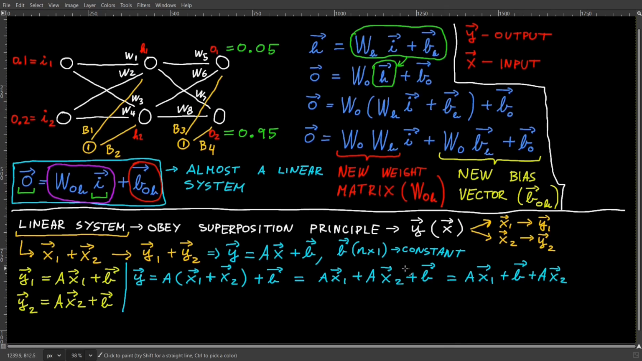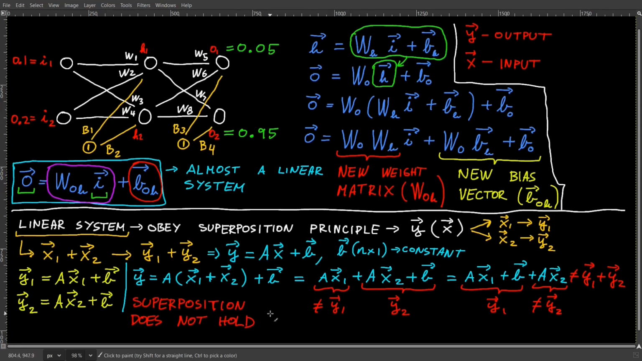In this rearrangement here, this would be y2, but of course this one would not be y1, or if I choose this arrangement, then this would be y1, but then this one cannot be y2. Either way, this expression does not equal y1 plus y2. From here you can see that the superposition does not hold. Therefore, a bias introduces nonlinearity.